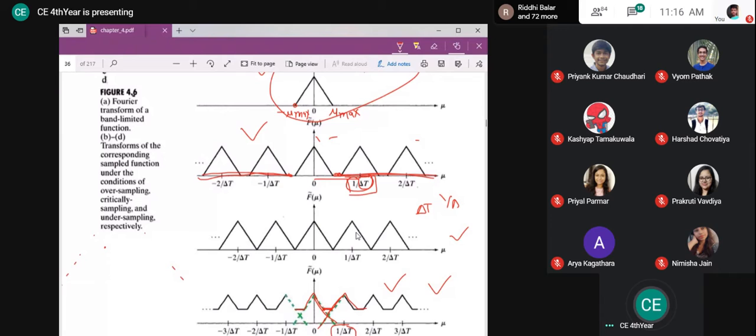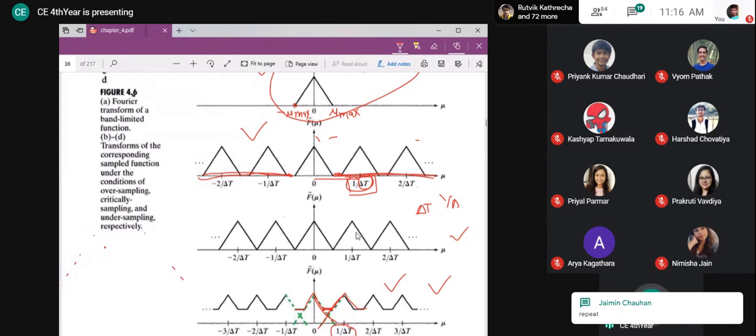Are you clear with the low pass filter concept? If not, I can repeat it. It's highly important because we have to use it in the image context. Should I repeat anything here? Okay, repeat from what point? Are you clear with how the low pass filter will help? Low pass filter is not clear to you?